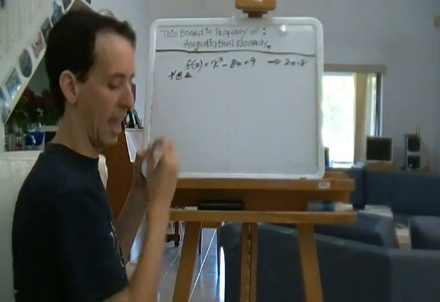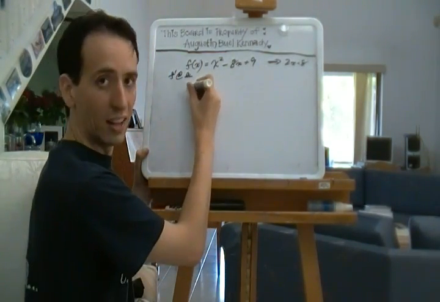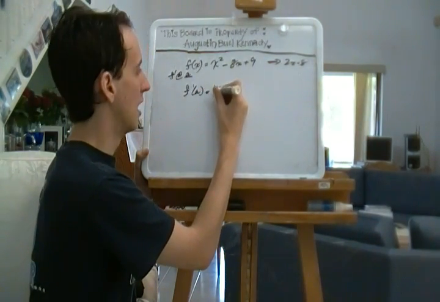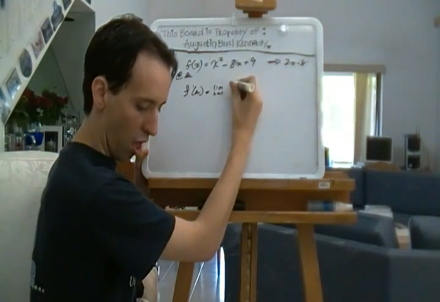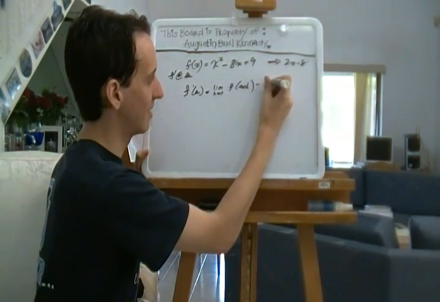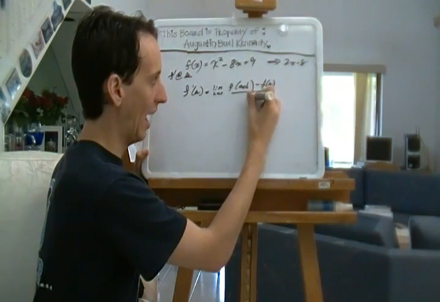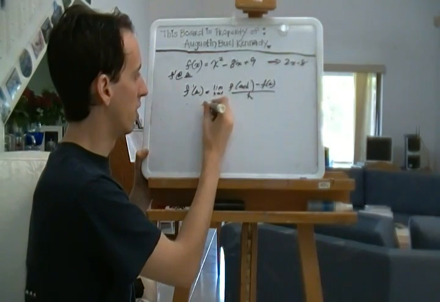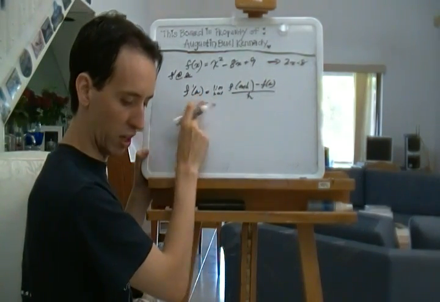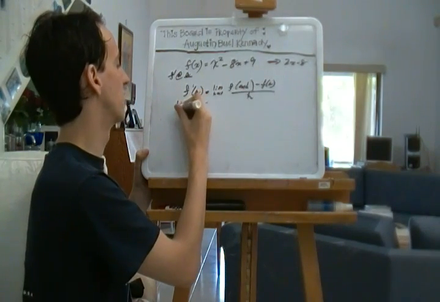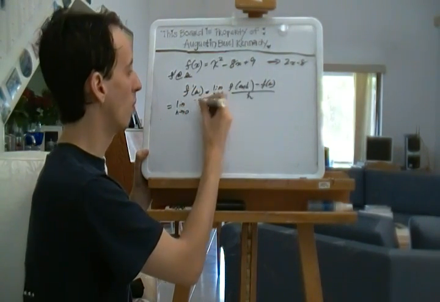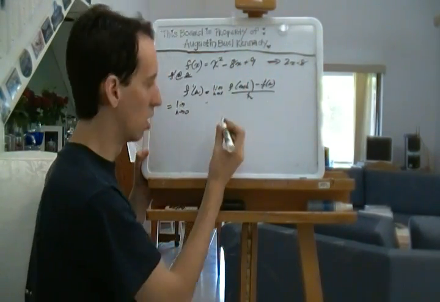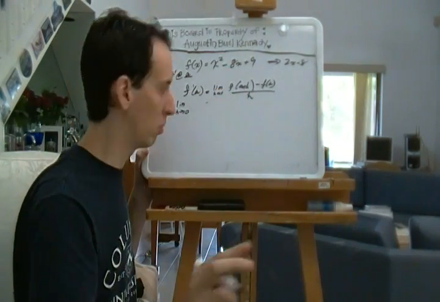F prime at a. Well, the way we're going to do this is we're going to look at it like this. F prime a equals the limit as h approaches 0 of f of a plus h minus f of a over h. Okay? So let's go ahead and move forward. That's the same as saying, I'm going to need plenty of space to write this, the limit as h approaches 0. Now we're going to plug in a plus h here. So where there's an x, we plug in a plus h.